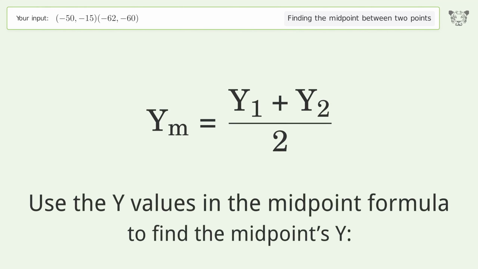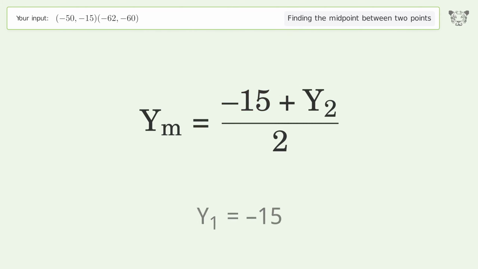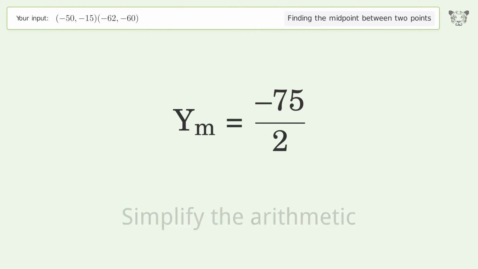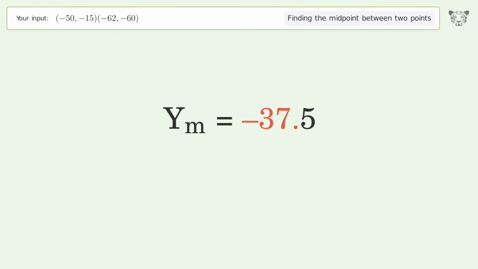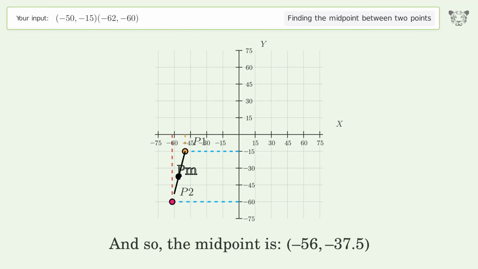Use the y values in the midpoint formula to find the midpoints y. y1 equals -15. y2 equals -60. Simplify the arithmetic. And so, the midpoint is -56, -37.5.